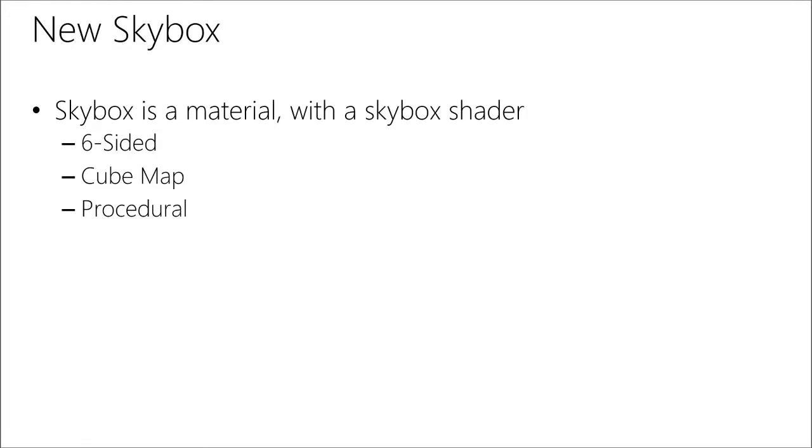With Unity 5, a skybox is also a material, and what did I say about materials? We need a shader on a material. So a skybox material is a material with a skybox shader. And that shader lets you choose a six-sided image. So if you are a photographer, you can use six images and piece them together and make your own cube map. New in Unity 5 is procedural. We'll look at that shortly as well.